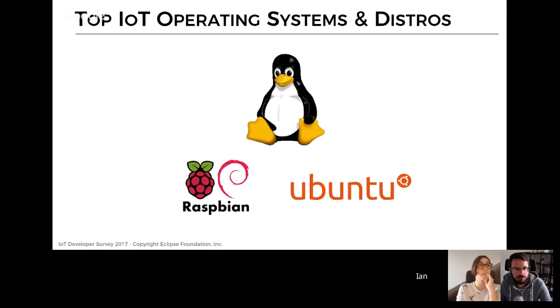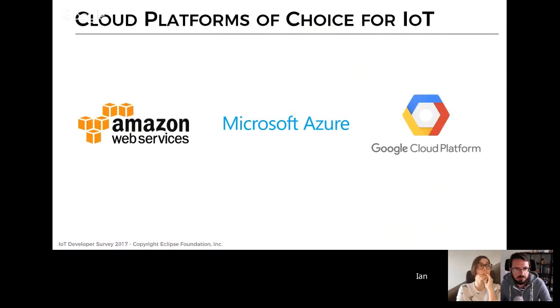Linux continues to be the primary operating system, but this year we actually asked what distros people are using. So some interesting feedback with Raspberry and Ubuntu being the key distros. And again, we asked what are the key cloud platforms for IoT. Not terribly surprising, but Amazon, Azure, and Google continue to be the top there.